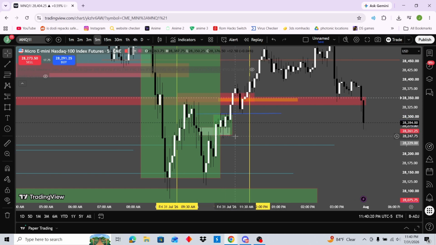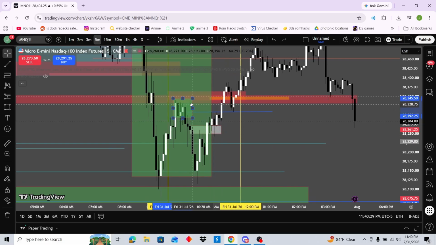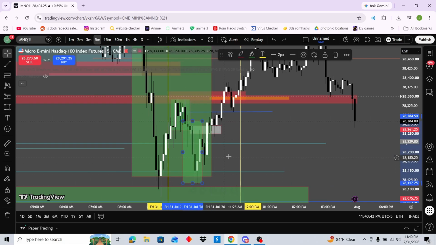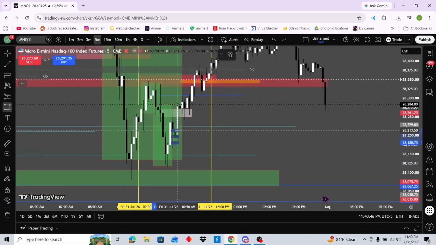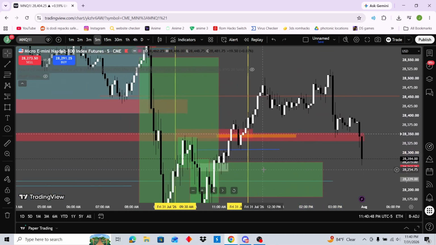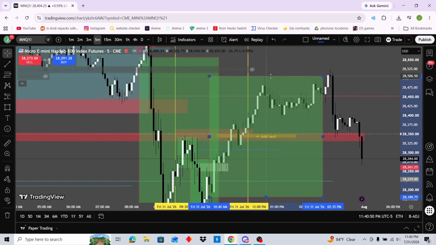So now we have another accumulation. Market's moving sideways. Wait, there's actually another one right here. We tap into the supply zone, manipulate back down, and then you can catch this distribution. That's if you had a little bias.